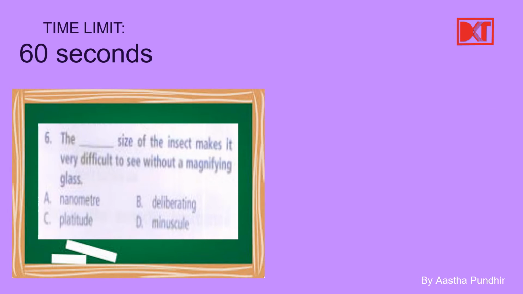Okay, next up we have the dash size of the insect makes it very difficult to see without a magnifying glass. A, the nanometer size of the insect, B, the deliberating size of the insect, C, the platitude size of the insect, or D, the minuscule size of the insect. Okay, here you see the answer is the minuscule size of the insect. Minuscule refers to something that is very tiny. Okay, so here we are saying the dash size of the insect, which means we are referring to what? It is an adjective. Such a small size, minuscule size of the insect makes it very difficult to see without a magnifying glass.